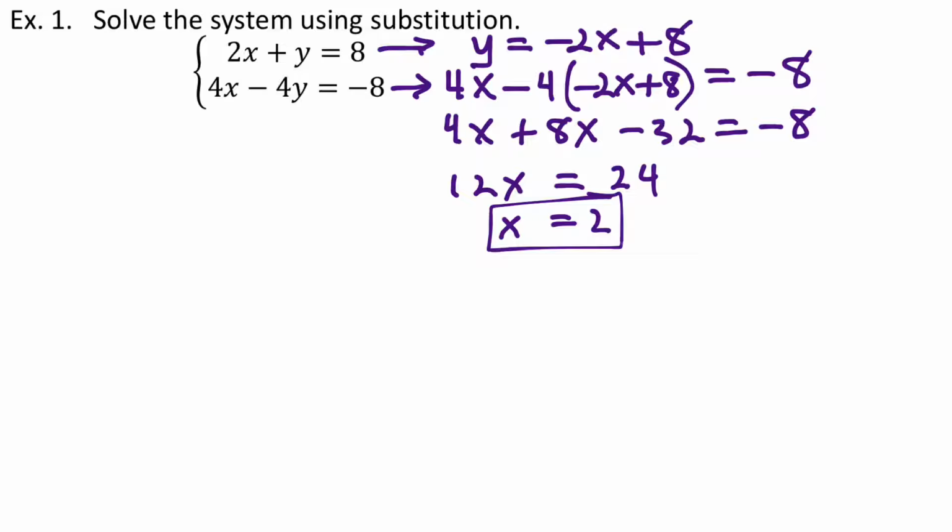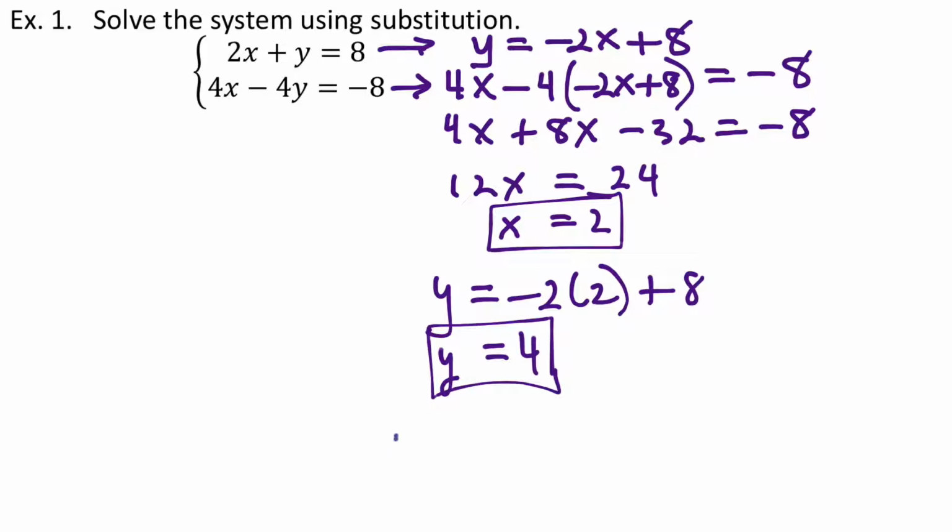Okay, so that gives me my x coordinate. Now, since this is a solution that we're looking for that satisfies both equations, I can use either equation to find what the y coordinate is when x is 2. So I'm going to go ahead and use this one here because it's already solved for y. So I can just plug in 2 for x. So I'll get y is equal to negative 4 plus 8, which is 4. So that gives me one solution, which means these two linear equations intersect at one point, and that point will be (2, 4).